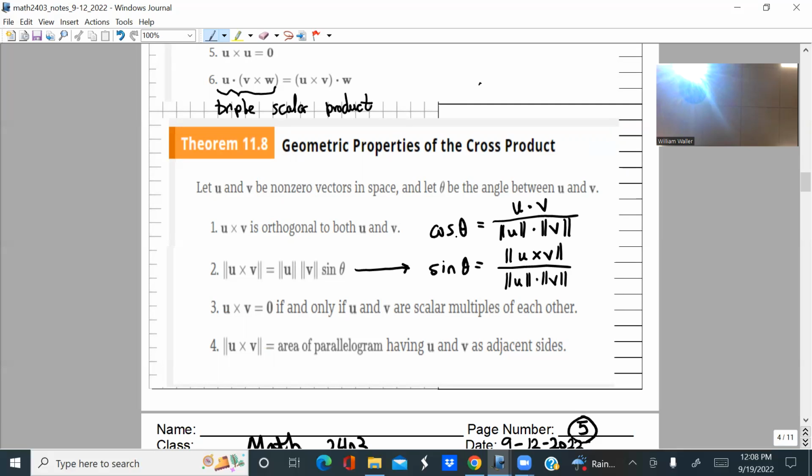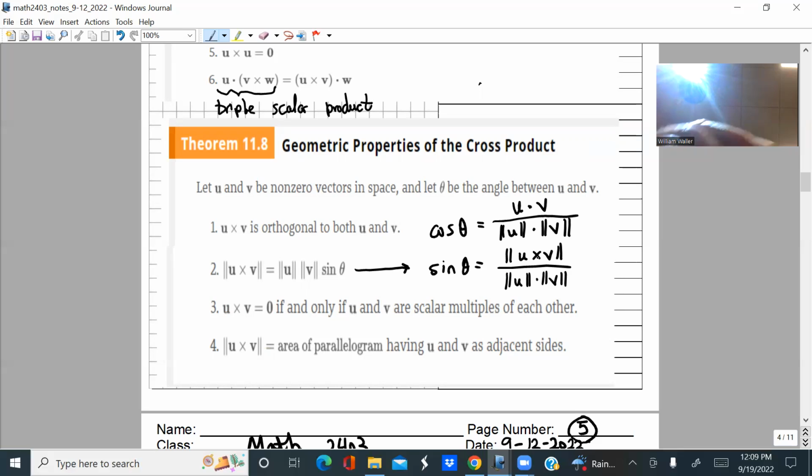So we just did this a moment ago, right? To find the cosine of the angle between two vectors, you take the dot product and you divide it by the product of the magnitudes, correct? Well, you can also find, using a similar formula, the sine of the angle between two vectors, except you replace the dot product with cross product, okay?